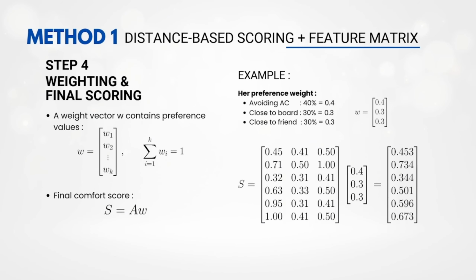And then the final step is weighting and final scoring. The key material in this step is weighted matrix multiplication. In the example, the student assigns a preference weight of 40% to avoiding the AC, 30% to closeness to the board, and 30% to closeness to a friend. Now, these values form a weight vector. By multiplying the feature matrix with this vector, we compute a single comfort score for each seat.